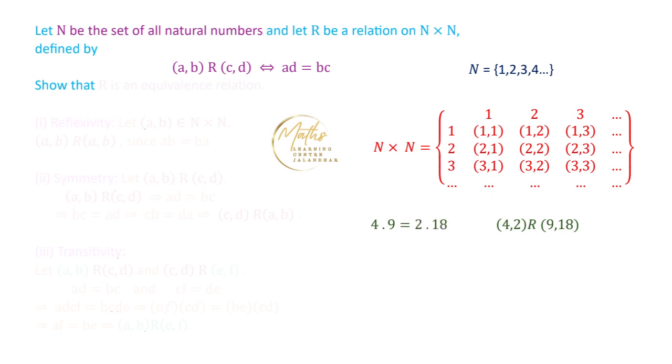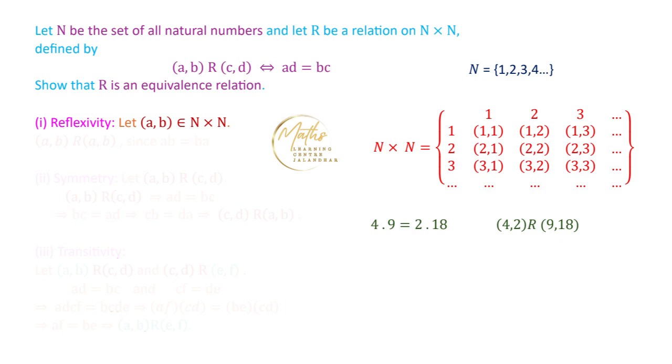So this relation is defined on n cross n and it is not defined on n. So this thing you should keep in mind while solving this problem. Now we have to prove that R is an equivalence relation. So to prove that it is an equivalence relation, first we are going to check the reflexivity. So we are considering any element of n cross n.